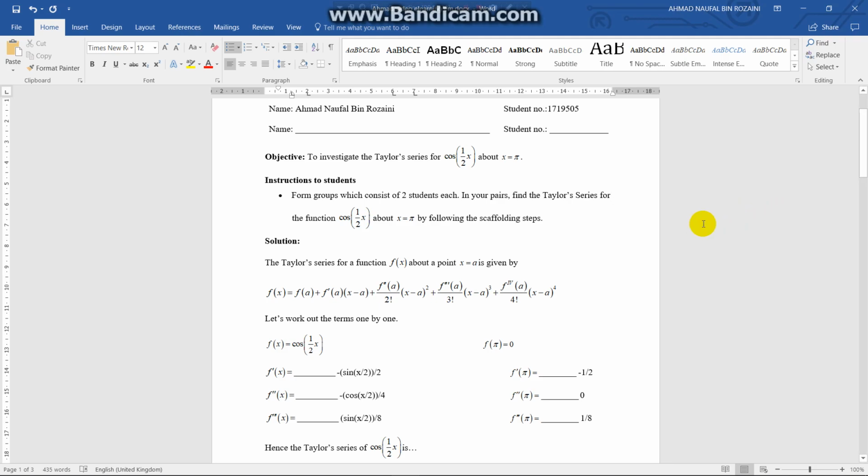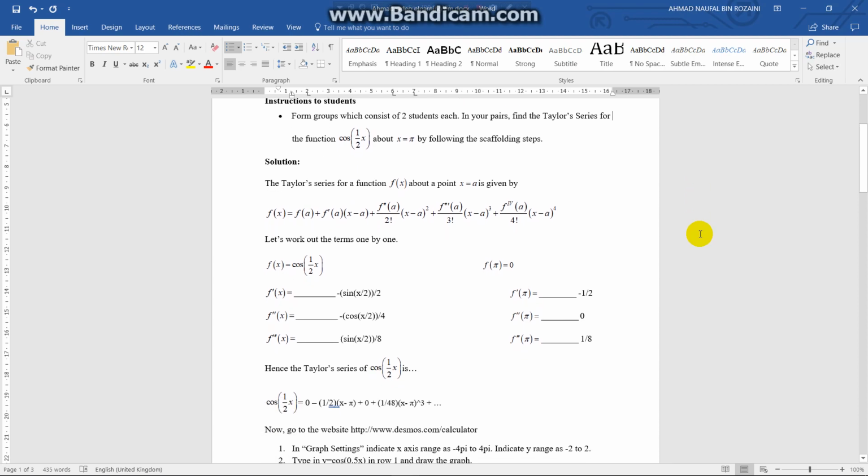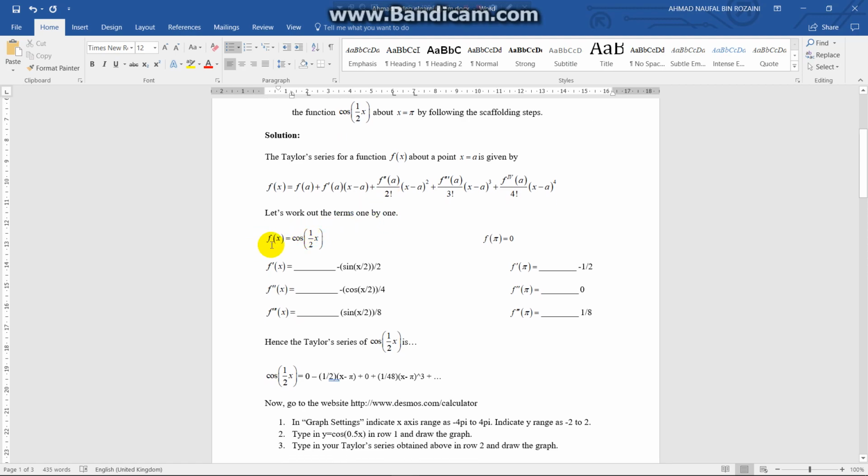Okay, the objective is to find the Taylor series for the function cosine half x about x equals to pi. So the function for Taylor series is already given. Now f(x) is equals to cosine half x. By subbing a, which is pi, into the equation, it is equals to 0.